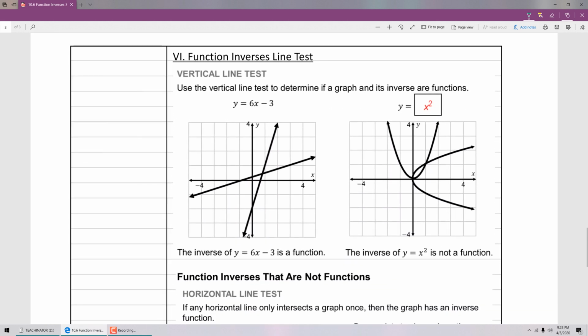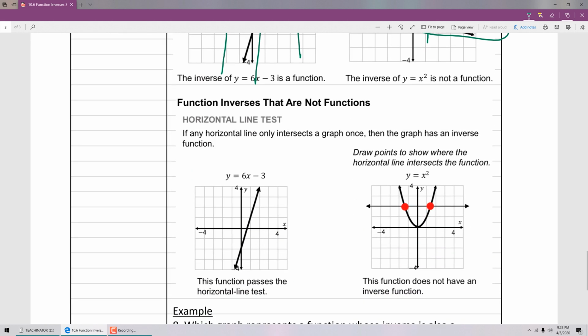Okay. The vertical line test. So you can use the vertical line test to determine whether or not a graph and its inverse are functions. So if I were to draw vertical lines anywhere on this graph, a little bit better than that, then this would show that this is a function. The inverse is a function. If I were to draw a vertical line here, it shows that the inverse here is not a function.